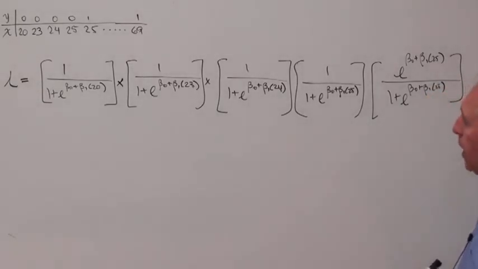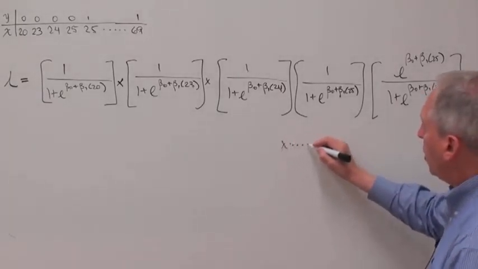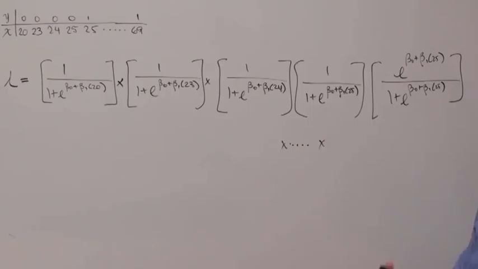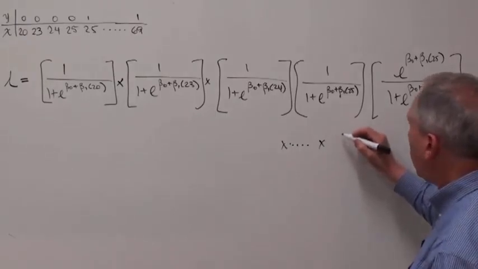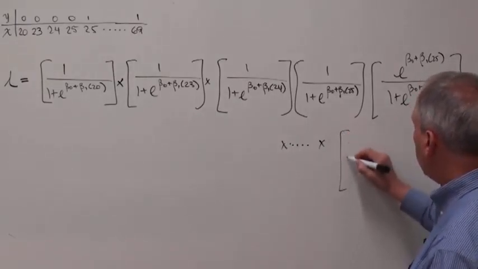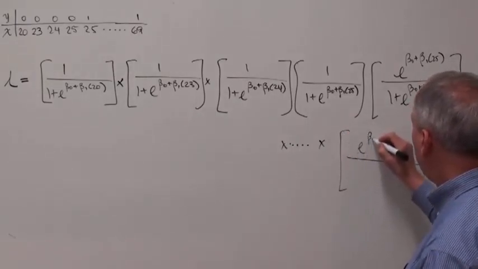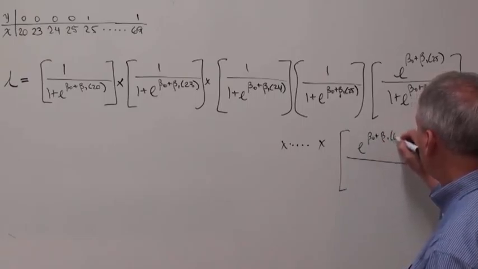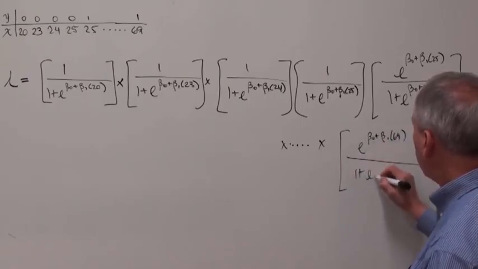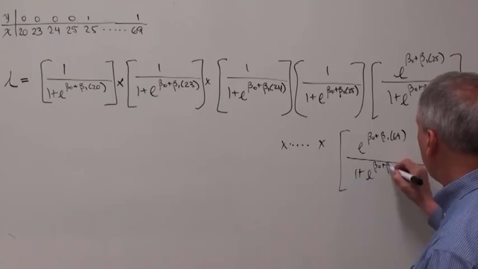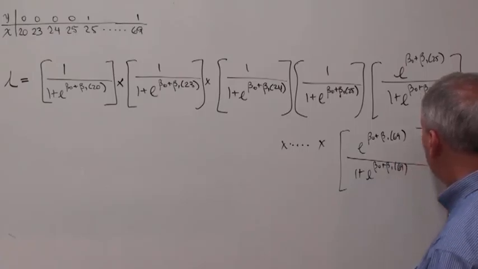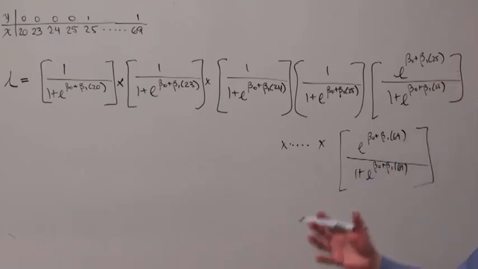All right? And now this continues, another 95 or 96 times. And finally, you come to the last person in the data set, who's a 69-year-old who does have CHD. So that's just e to the beta naught plus beta 1 times 69 over 1 plus e to the beta naught plus beta 1 times 69. That's it. I've just written down the likelihood function.